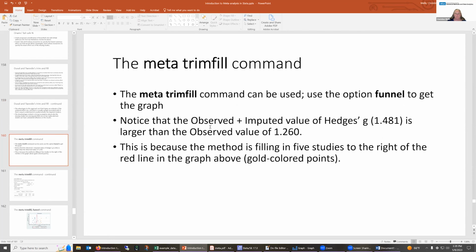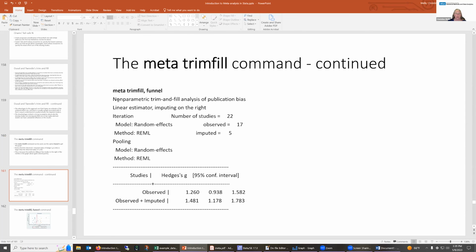All right. So we can use the meta trim fill command here. There's a funnel option if you would like a graph here. I'm going to run both the commands here in just a second. So let's do that. Here's our meta trim fill. Oh, I guess it shouldn't say funnel here because this is the actual trim fill here. So this is the non-parametric trim and fill analysis.